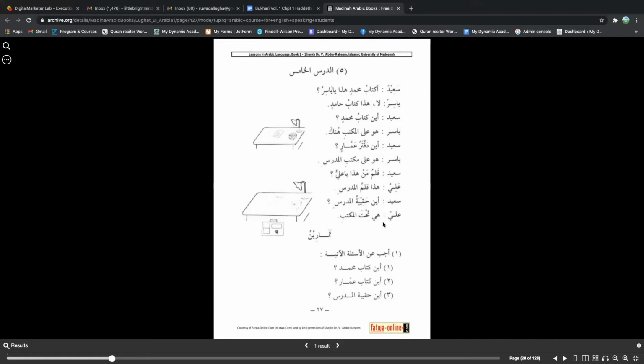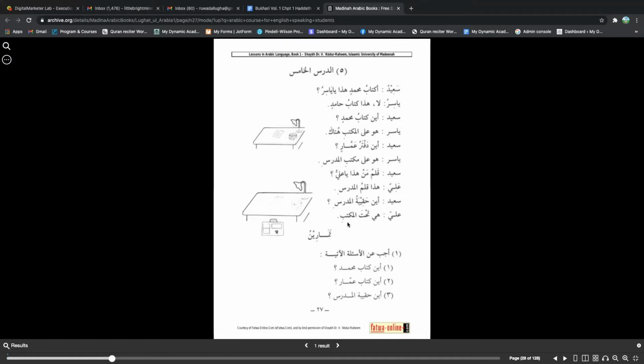Okay. Aliyun. Hiya. So notice he's saying hiya, not huwa here, because haqiba has a ta' marbuta at the end, which usually, and there are exceptions, but usually that should indicate to you that it's a feminine word. The haqiba is feminine. So instead of saying haqiba again, you could just say hiya, which we would translate as it. Hiya taht al-maktabi.